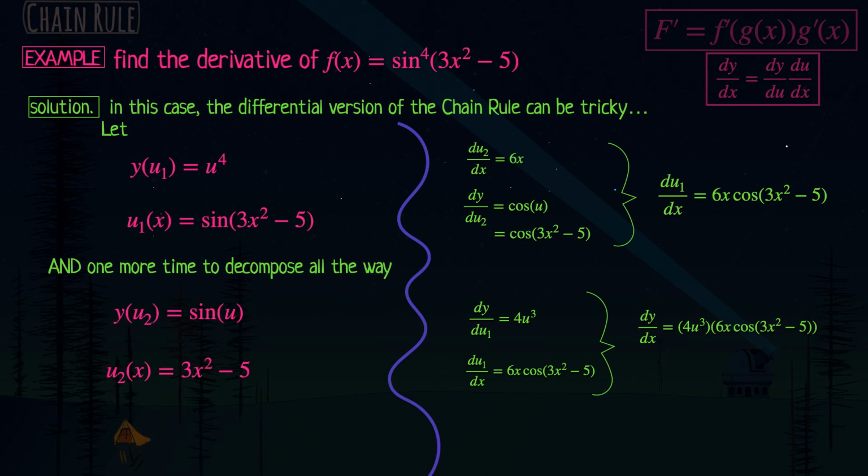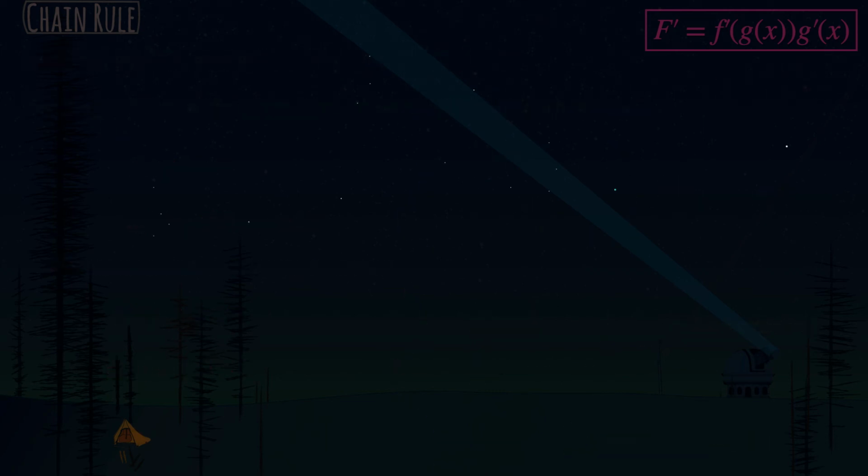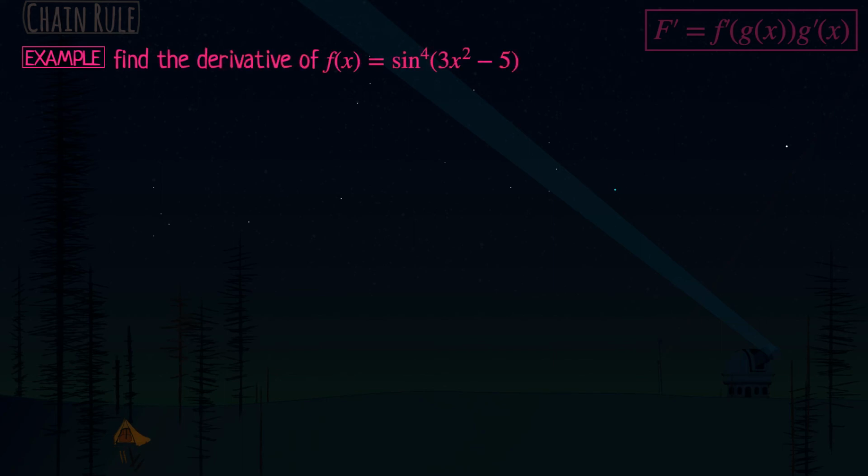F prime, big F prime, is equal to f prime of g of x times g prime of x. That basically means that we want to take the derivative of the outside times the derivative of the inside, and we would just keep going with that. So let's actually take a look at doing it that way. Find the derivative of the same function.